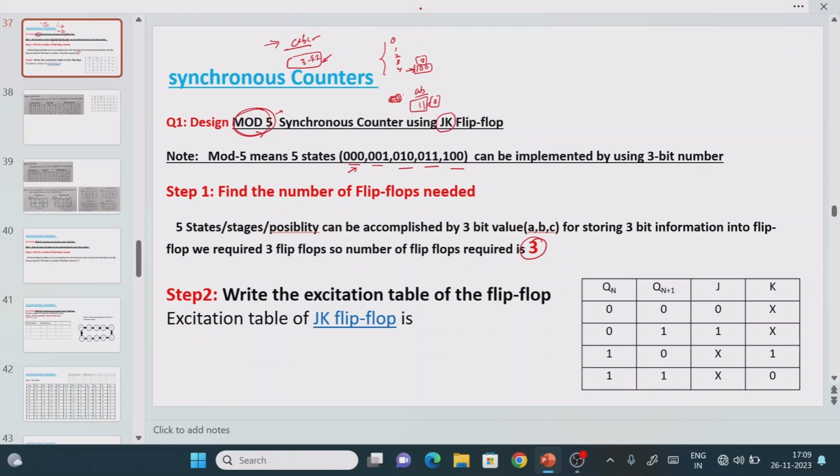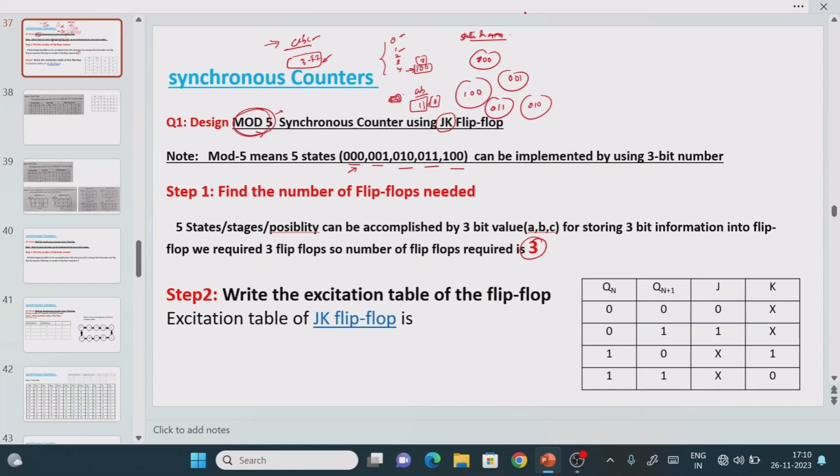In step 2, we are going to write the state diagram representation. What do we mean by state diagram? After applying the clock pulse, how the number changes from one count to another count. That is what we implement in the state diagram representation. The initial count is 0 0 0, the next count is 0 0 1, after that 0 1 0, after that 0 1 1, after that 1 0 0.